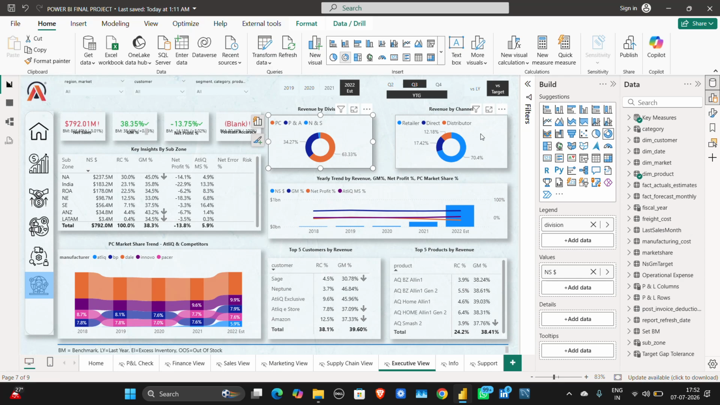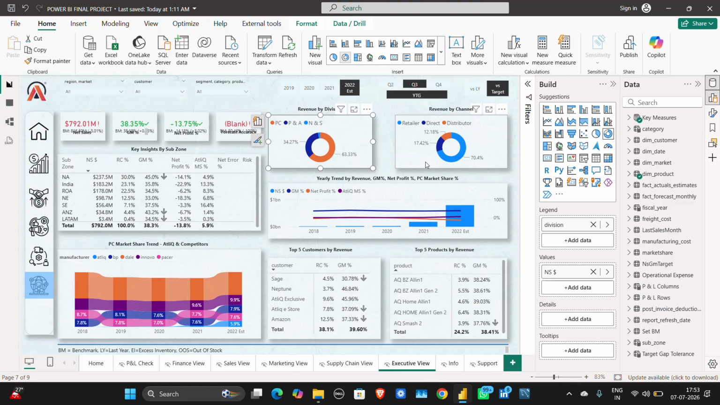So, yeah, I hope you understand. This is a very simple identifier for that. As you see, at Click Hardware, 70.4% of sales is done by retailers, right? And if you see, direct channels are 17.42% and distributors are way less, 12.18%. So yeah, the companies can decide very well now what to do with their strategies looking at these charts.